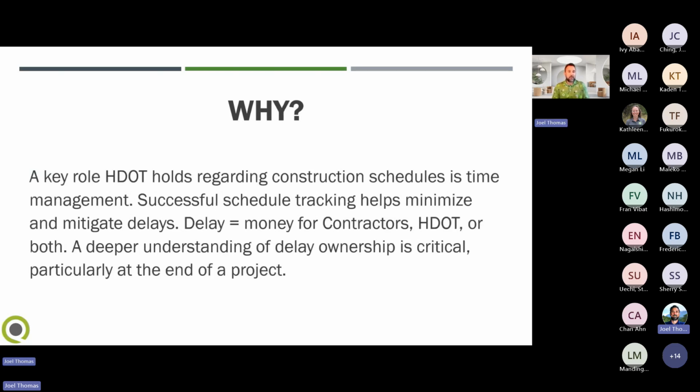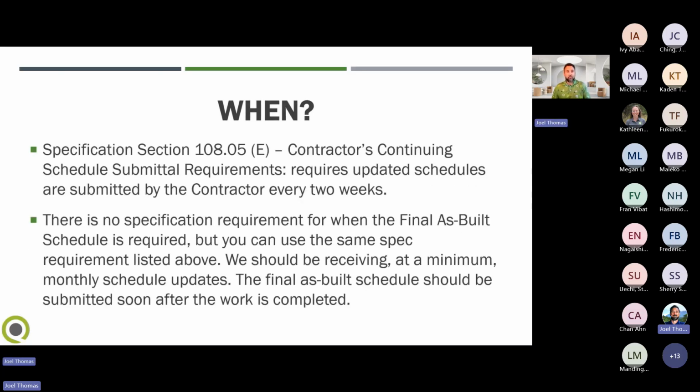A key role HDOT holds regarding construction schedules is time management. Successful schedule tracking helps minimize and mitigate delays. Delay equals more money for the contractors, HDOT, or both. A deeper understanding of delay ownership is critical, particularly at the end of a project. Specification section 10805E, contractors' continuing schedule submittal requirements, requires updated schedules to be submitted by the contractor every 2 weeks.